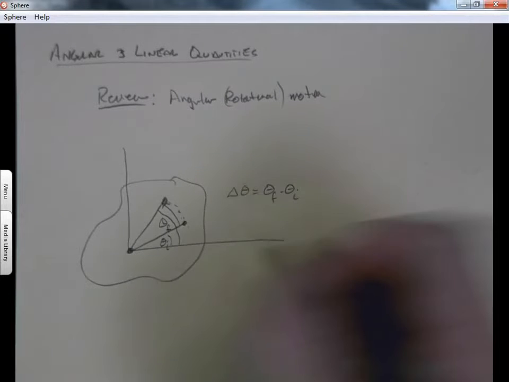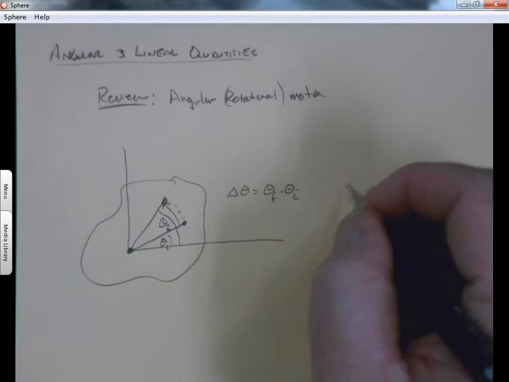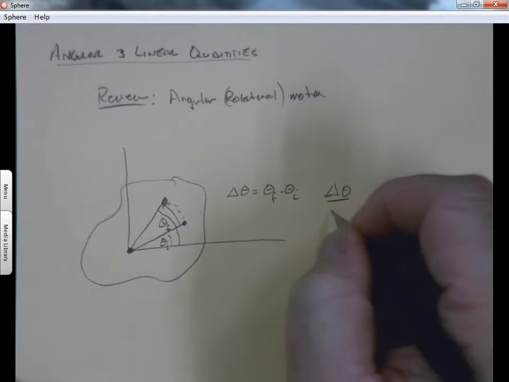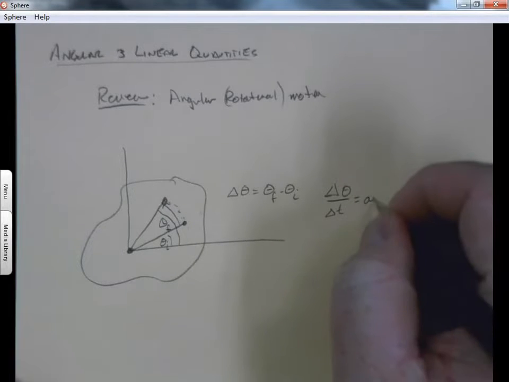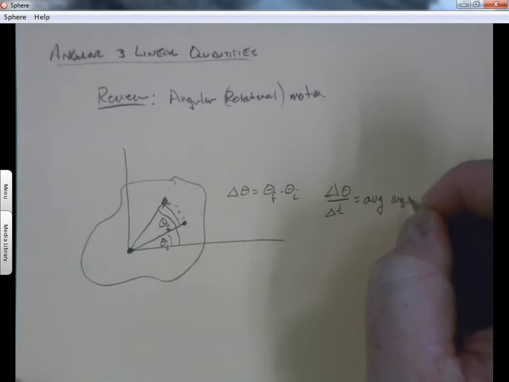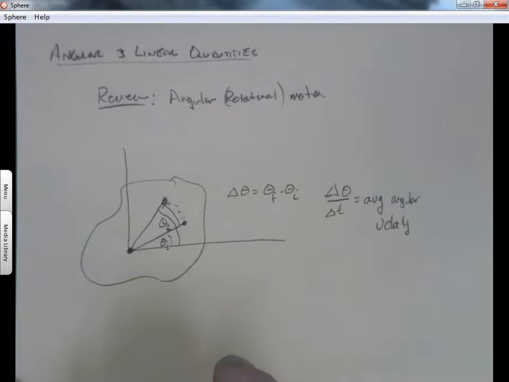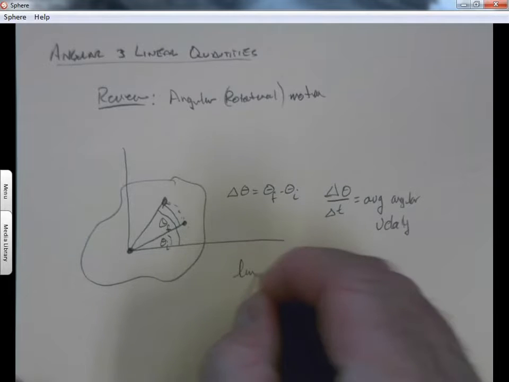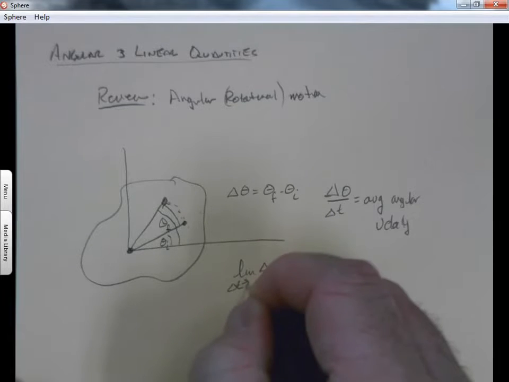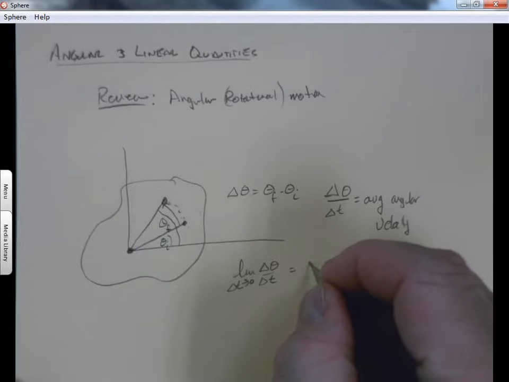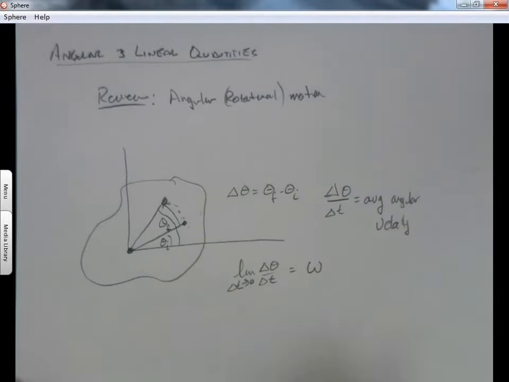And then if we take our time derivative of that, this happens over a period of time, and that's delta theta over delta t, which is going to equal our average angular velocity. All right, but then if we take the limit of delta theta over delta t as delta t approaches 0, this becomes our omega. This becomes our instantaneous angular velocity, which is omega.